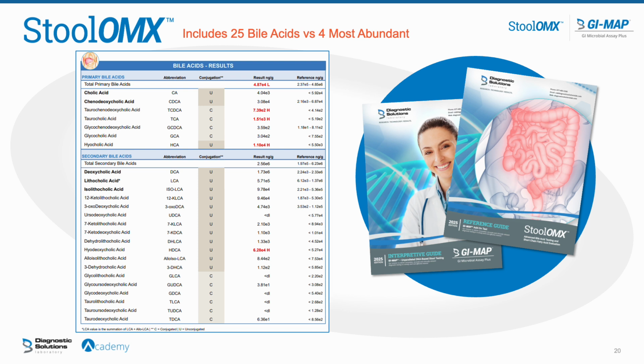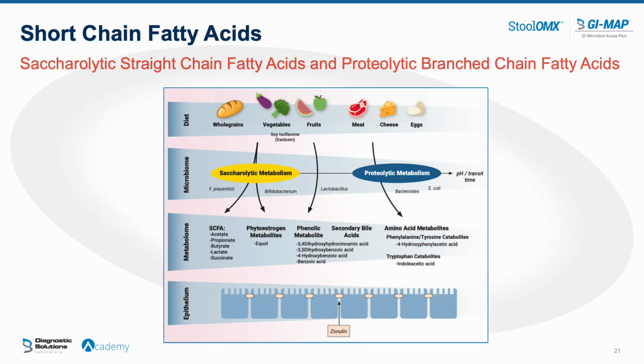Here's page 2 of our StoolOMX test. It gives you a detailed table of the 25 different bile acids that we're assessing for. This sets us apart from other labs that generally showcase the 4 most abundant. Tables 13 and 14 on our interpretive guide can provide you with more specifics on these individual markers for your reference. Now let's talk about short-chain fatty acids. This is going to include saccharolytic straight-chain fatty acids and proteolytic branched-chain fatty acids.